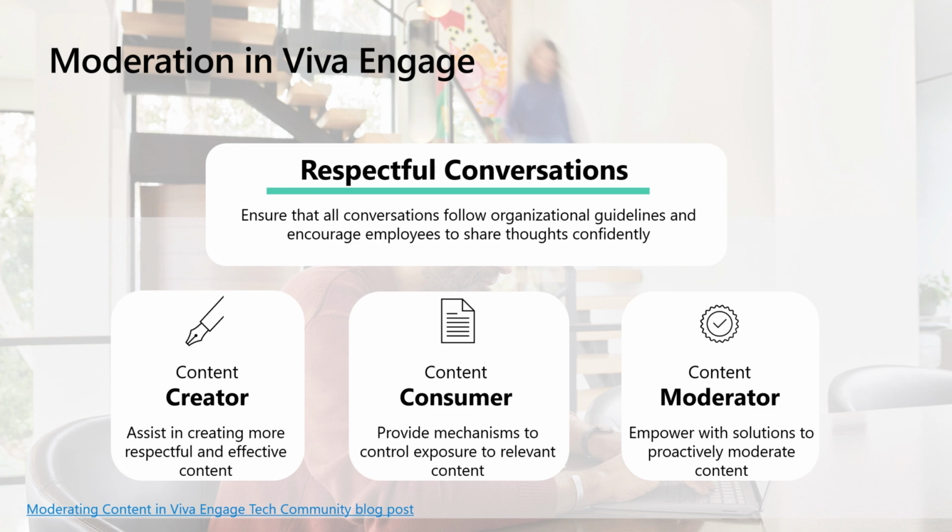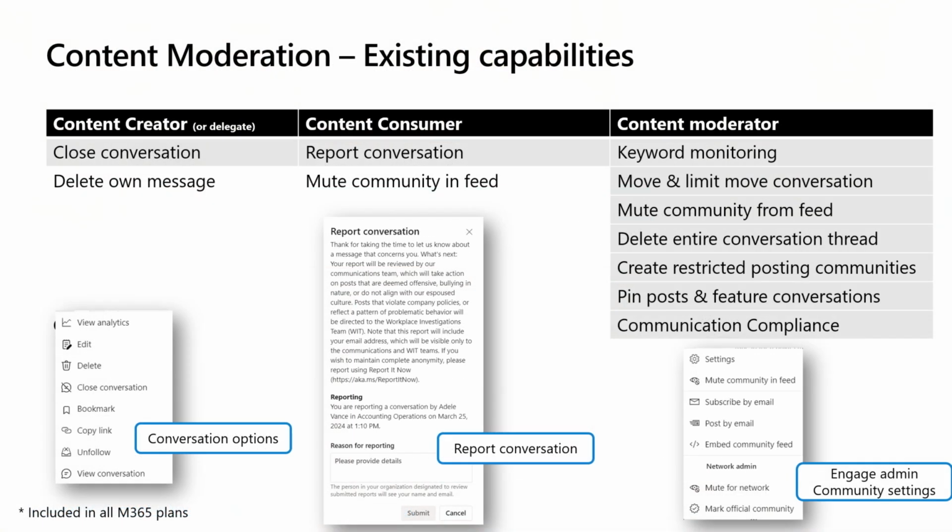So we've got moderation features that align to the content creators. We also have some that align to the content consumers and the content moderator, right? And there's features available for each of these. So from a content creator perspective, if I'm creating a conversation inside of Viva Engage, I have the ability to close that conversation. I can delete my own message, right? I have full scope of ownership over that.